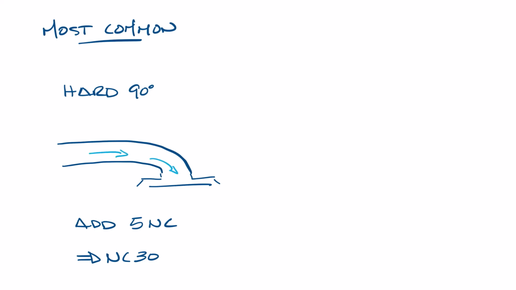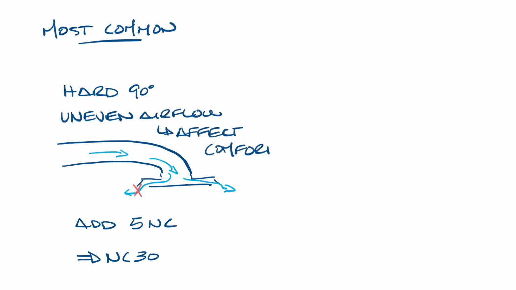The air is going to come down the ductwork and go all towards one side. You're not going to see it kind of turn the corner and come back out this other side. So you're going to get uneven airflow out of the diffuser, and this can affect your comfort in the space.